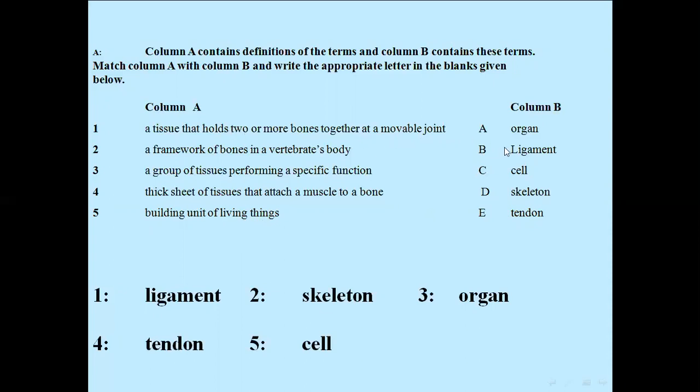So number one, you match with B, ligament. Framework of bones in a vertebrate body called skeleton. Group of tissue performing a specific function called organs, like heart, stomach, lungs. Thick sheet of tissue that attaches our muscles to a bone called tendon. And the building unit of living things called cell. Students, this is your exercise number A. Complete it in your book. I hope you understand.